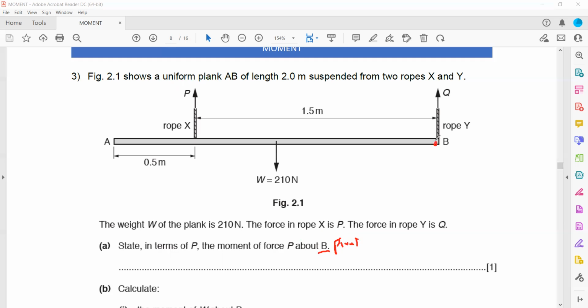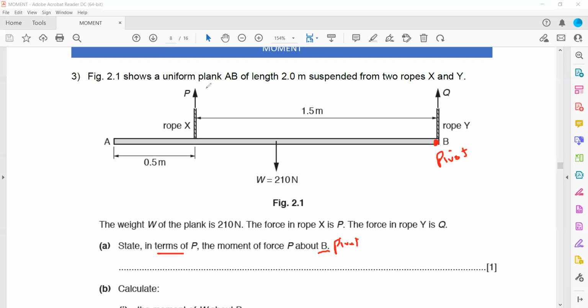So according to B, considering B as a point of rotation or as a pivot, what is the turning effect, or the moment, caused by this force? How do we work this out? Because we know moment is a product of force and distance.